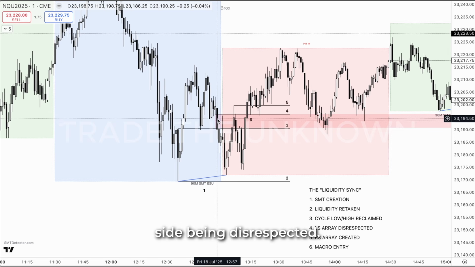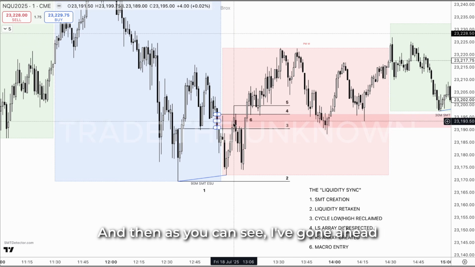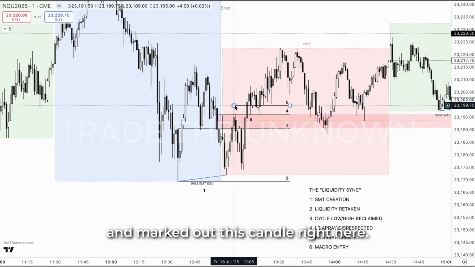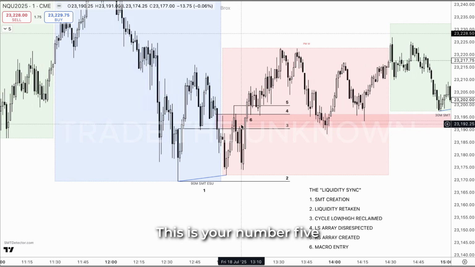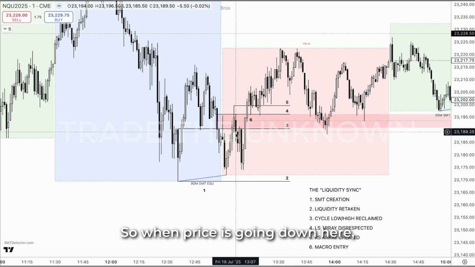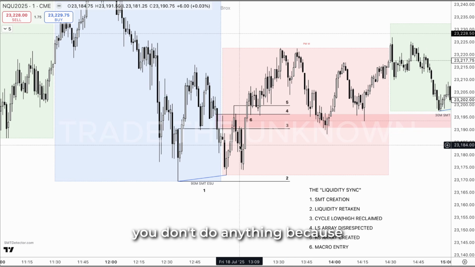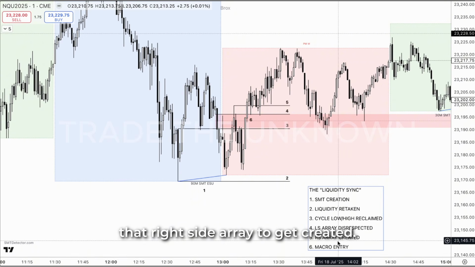So we have the left side being disrespected, and then as you can see, I've gone ahead and marked out this candle right here. This is your number 5 because we have a breaker here. So when price is going down here, you don't do anything because you're simply waiting for that right side array to get created.